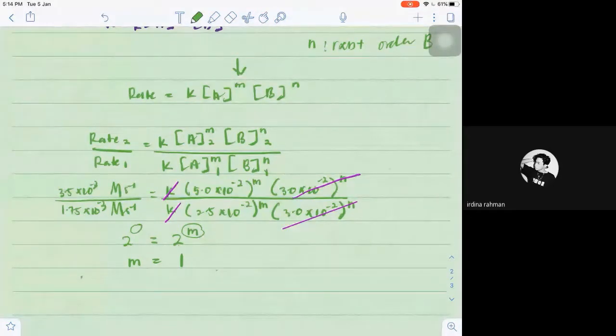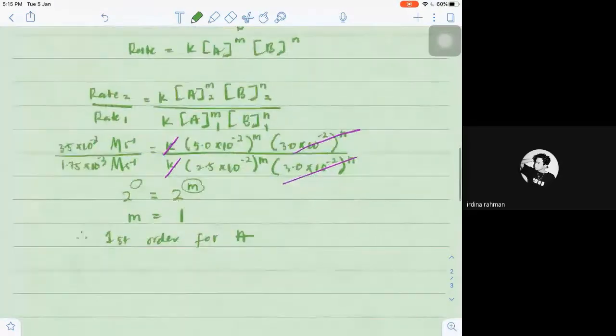Okay, so we have to make a conclusion. So it is first order for A. There are 3 orders that we cover in our syllabus: first order, second order and zero order. Zero, first dan second je yang kita cover dalam syllabus. Sebenarnya kita ada banyak lagi order. But what we cover is only zero, first and second.